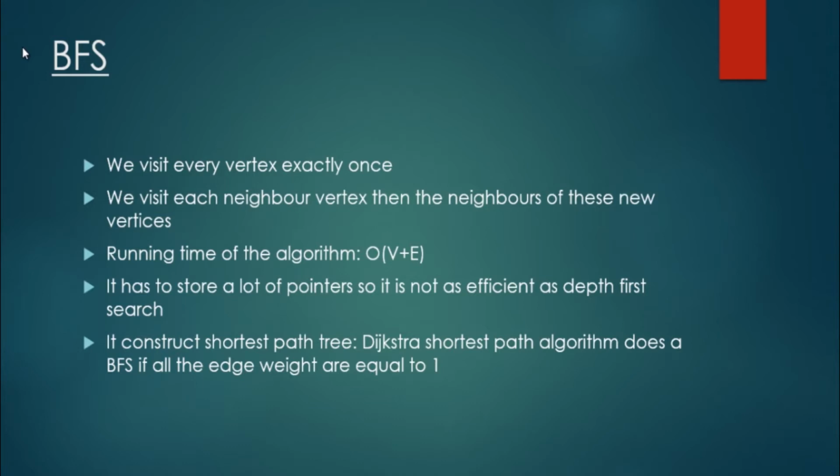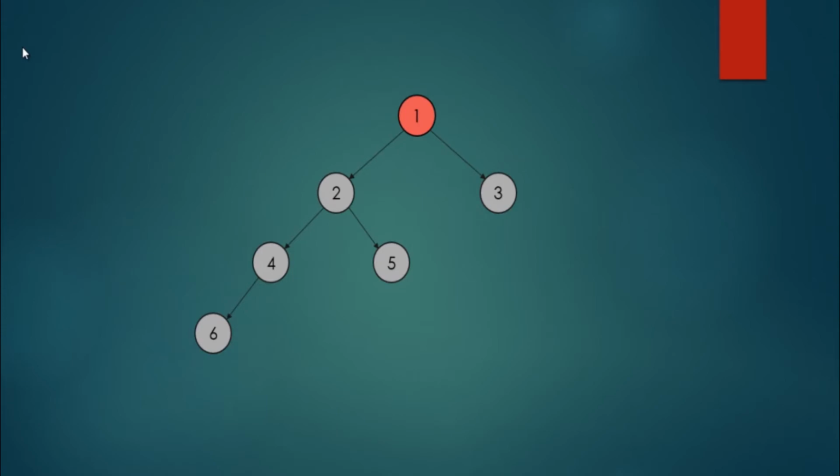So the main disadvantage of breadth-first search, to be clear, is that we have to store a lot of pointers. It constructs a shortest path tree, so Dijkstra's shortest path algorithm does a breadth-first search if all the edge weights are equal to 1. So that's why it's good.